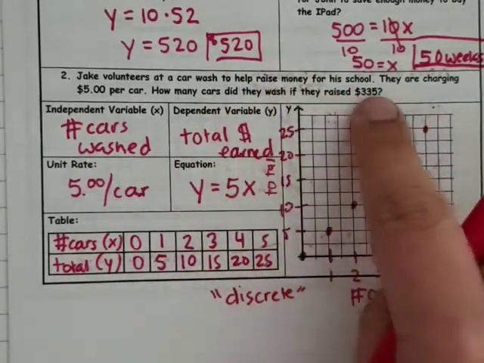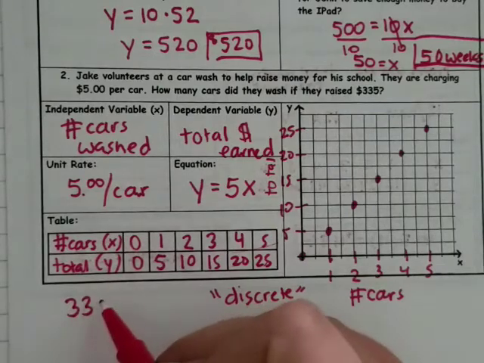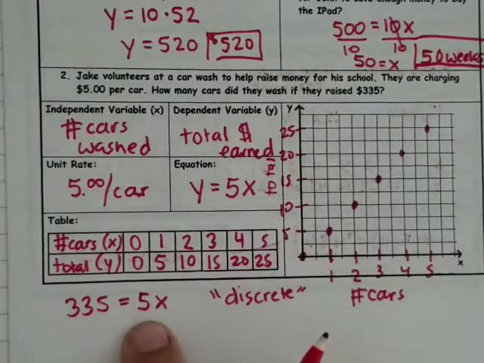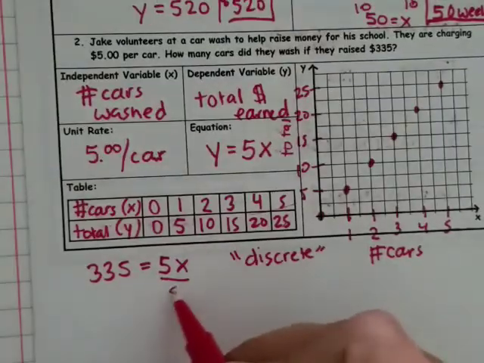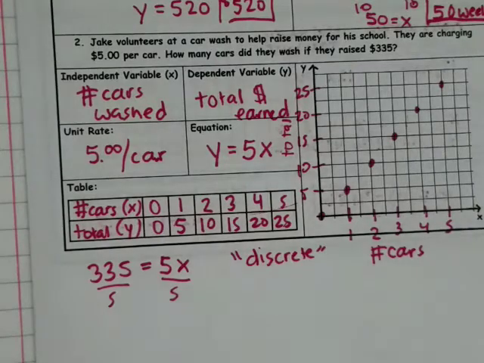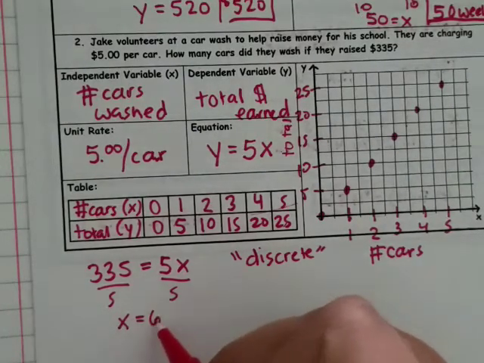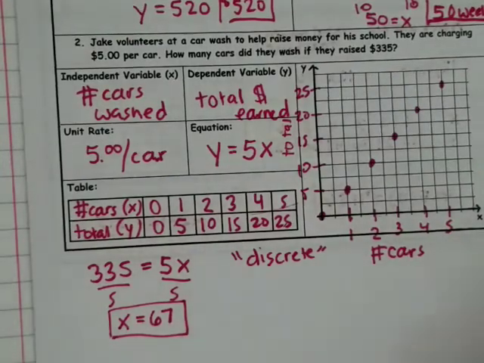How many cars did they wash? Did they raise $335? So if our total is $335, and we know that it's $5 per car, we set up the equation 335 equals 5x, and then divide by 5. And 335 divided by 5 gives us 67 cars. So Jake helped his school wash 67 cars. Okay, so that's how you do number 1 and 2 on the front.